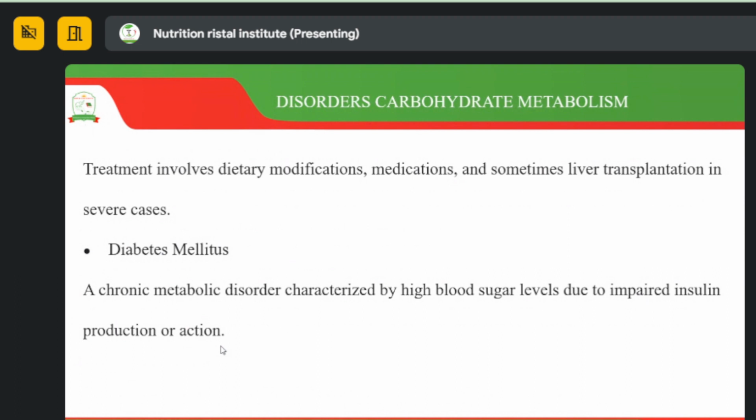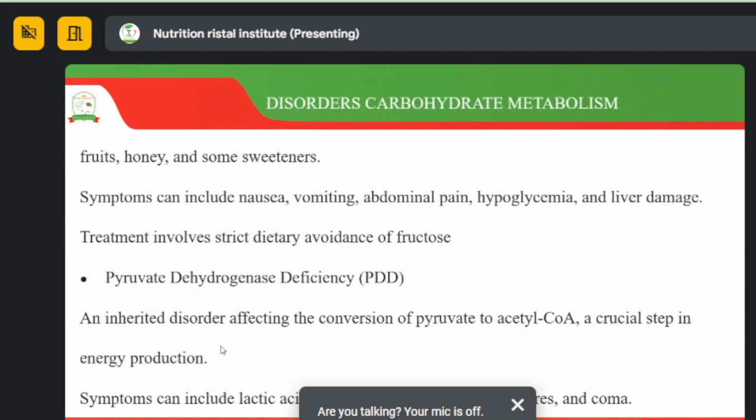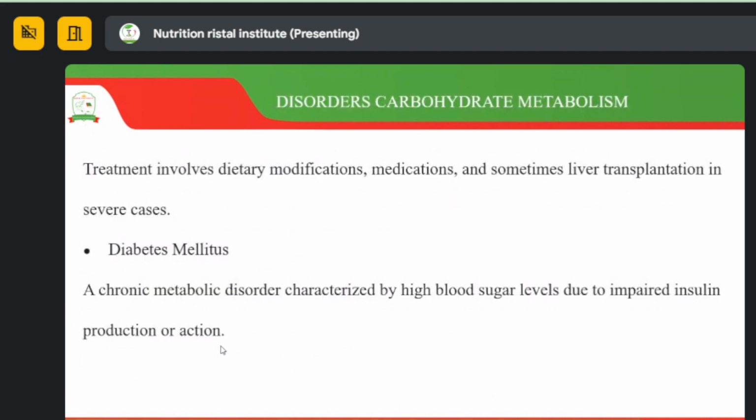Now finally we are almost there. They say that the treatment of all those diseases involves dietary modifications, medications, and sometimes liver transplantation in severe cases. If these conditions end up destroying a large portion of your liver, much as the liver has the ability to regenerate its cells, surely after a long run it can still fail. So you need to really transplant the liver, get a new liver that is not affected with all those conditions.